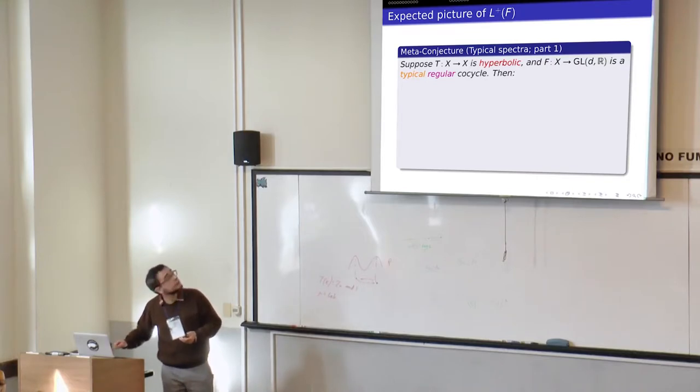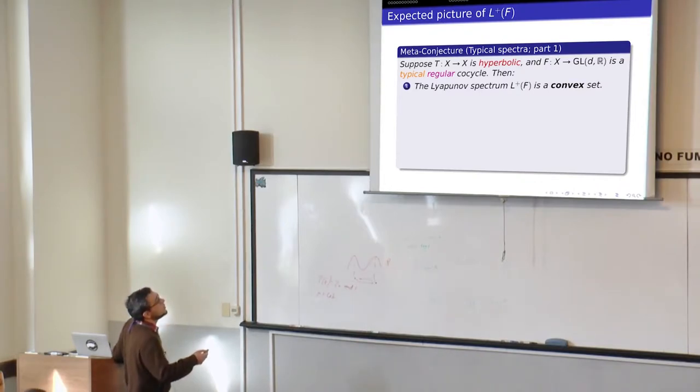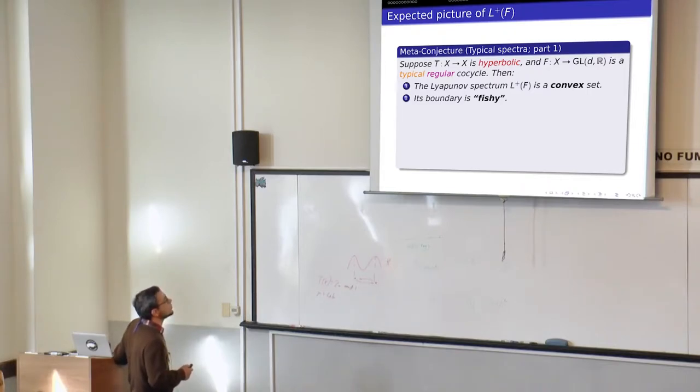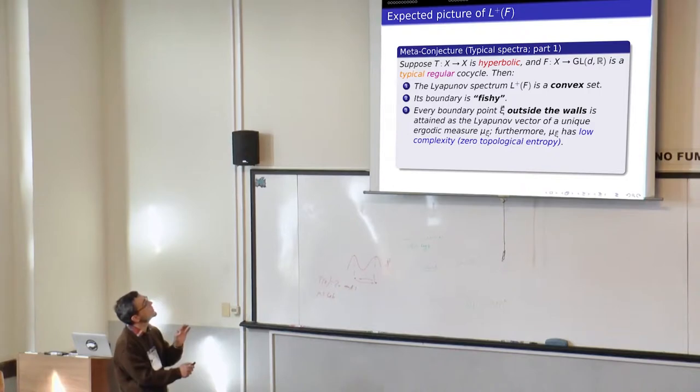Okay, and now, as always, let's formulate a meta conjecture. Let's put the nice setting again, and then typically what we should expect. In principle we don't know much about this set, but it should be a convex set. The boundary is fishy, and I'll explain this later. It's some strange boundary, so it won't be these round disks and blobs like in the previous picture. The boundary points outside the walls should be attained as Lyapunov vectors, each boundary point attained by a unique measure. And this measure should have low complexity. And low complexity means zero topological entropy.